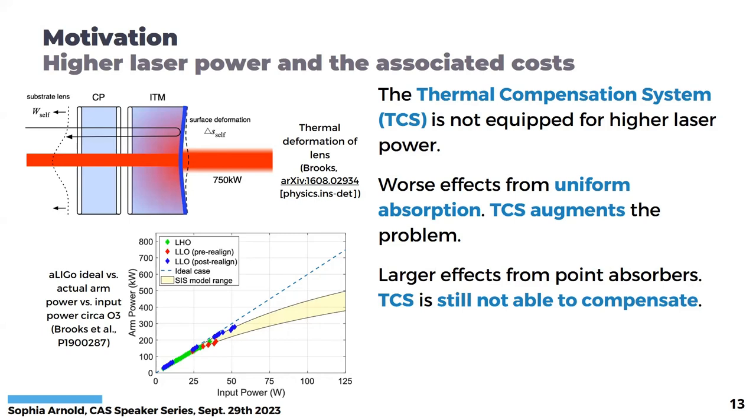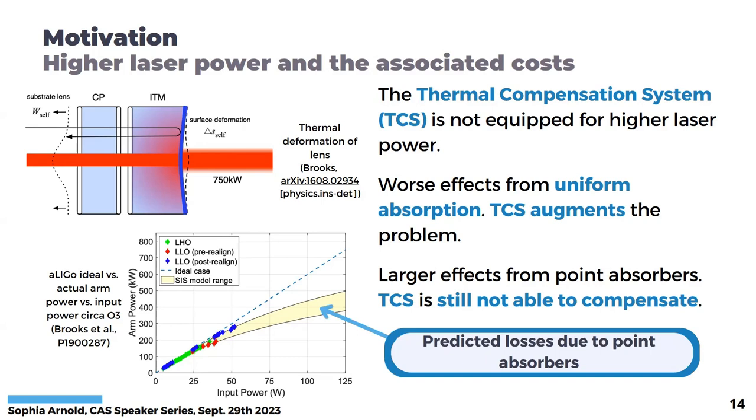Yeah, it's pretty good. The issue with it, though, is that it's not equipped for higher laser power, and it actually makes it worse when we go to higher laser power. It augments the problem, it deforms the test mass surface so much more, and it just makes everything generally bad. We also see at higher laser power, aside from just this general deformation of the surface of the test masses, larger effects from these things called point absorbers, which are effectively just little particles on the surface of the test mass that have a different reflectivity than the rest of the test mass. So it causes the laser beams to scatter in ways that we can't really deal with, and we just can't deal with it using the thermal compensation system.